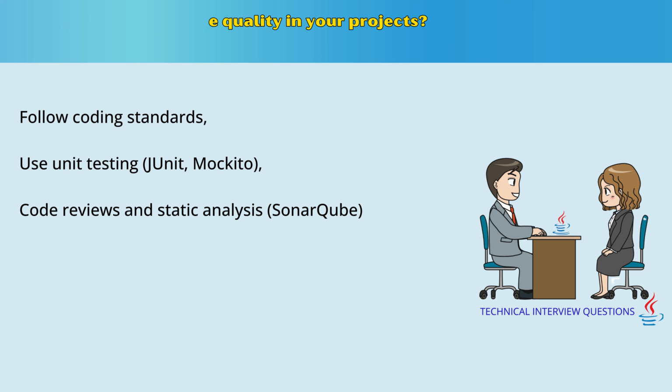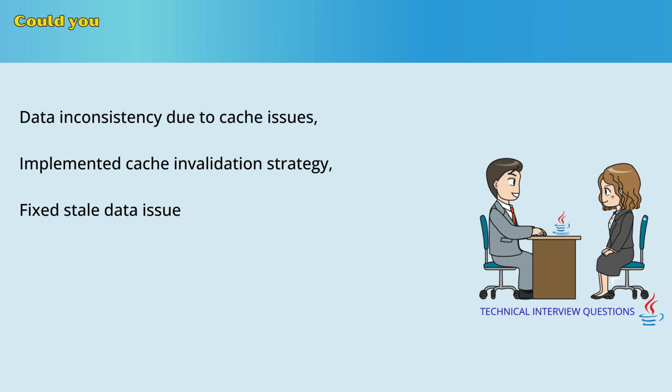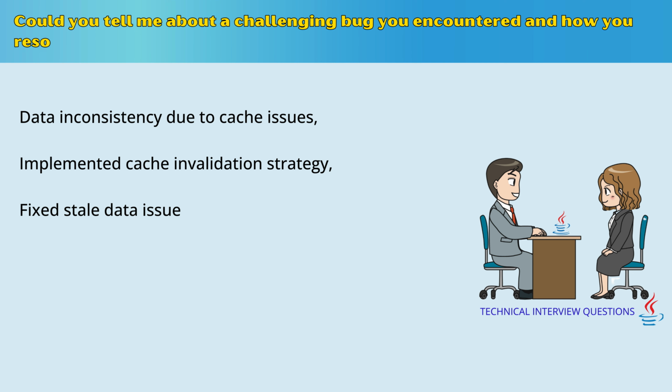Could you tell me about a challenging bug you encountered and how you resolved it? Certainly. In one project, we encountered a particularly challenging bug related to data inconsistency in our application. The issue was that occasionally, the application would show outdated data even though the underlying database had been updated. This was particularly frustrating because it didn't happen consistently, making it hard to reproduce.